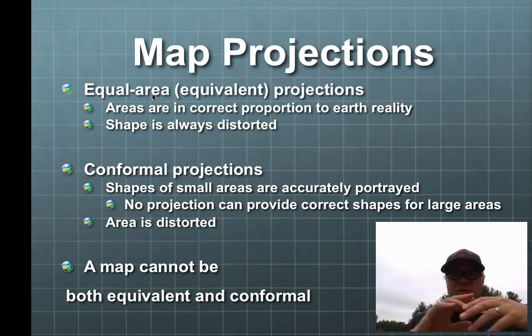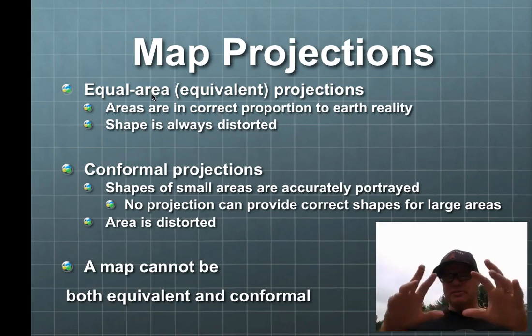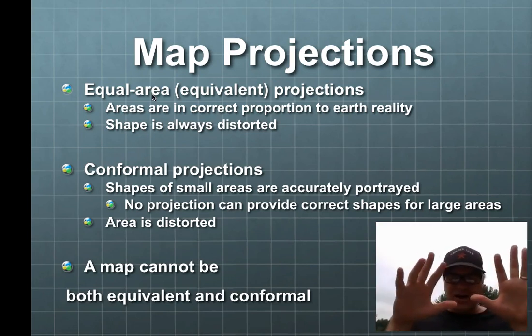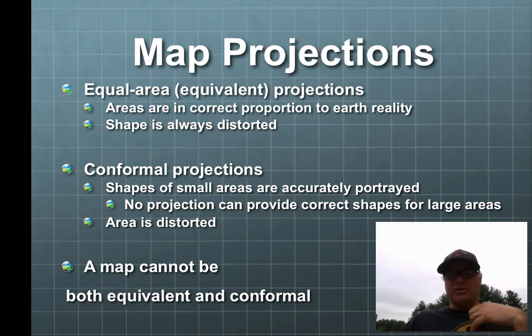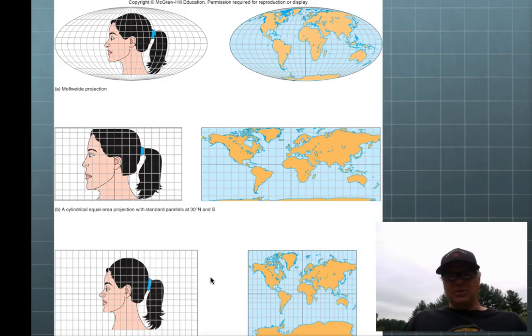There's another thing you could do, which are called conformal projections, where the shapes are accurately portrayed, at least in certain areas, but then things like the area is distorted. And typically, a lot of maps that we're used to seeing in the world distort area. They're not equal area. So it says here, a map cannot be both equivalent and conformal. This example is from the textbook, where it shows that, depending on how you do the projection, different things are going to be distorted, and it uses what somebody's face would look like if you used these projections.